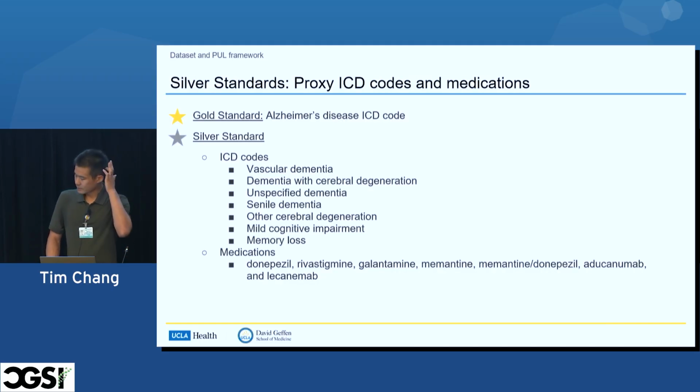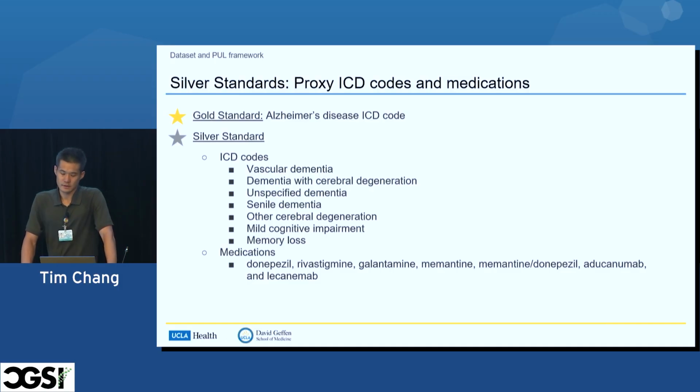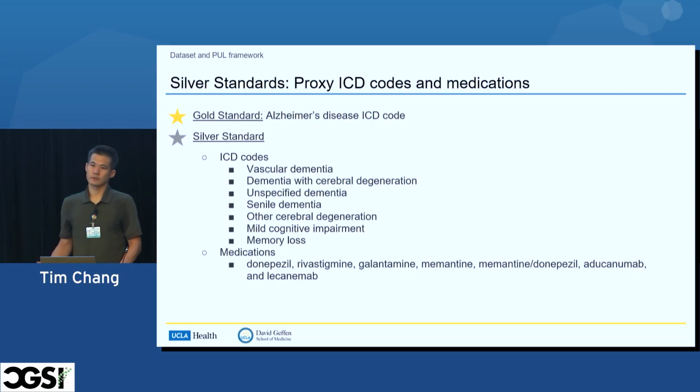People have used something called silver standards. These are proxy ICD codes for Alzheimer's disease. This is obviously easier than going back through everyone's unlabeled records and looking at charts. These are the silver standards we've used, and others have used them as well, but they include other types of dementia. For example, if you're diagnosed with dementia unspecified, many times those patients actually have Alzheimer's disease. And if you're on medications we typically use for Alzheimer's disease but don't have an ICD code, then most likely you may have Alzheimer's disease also. So they're not gold standards, they're silver standards, and we use these.